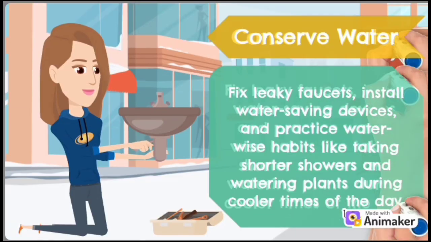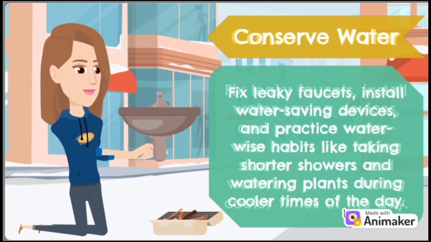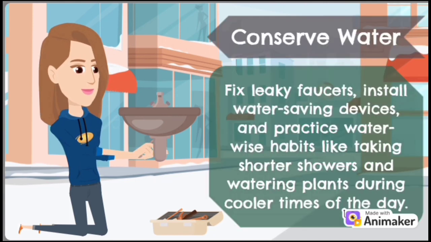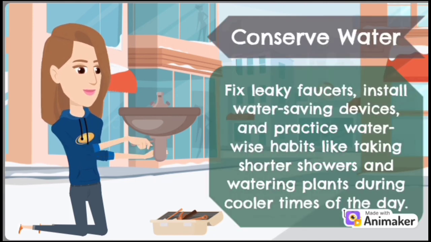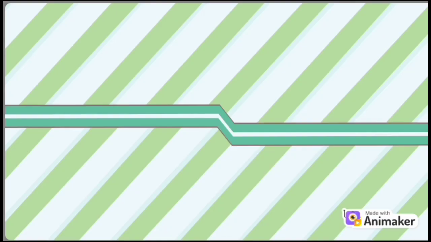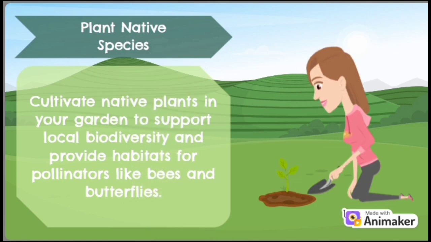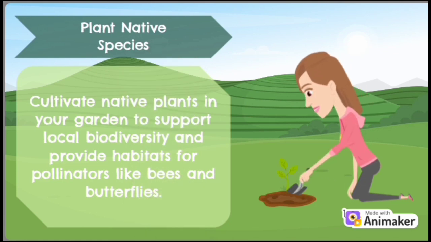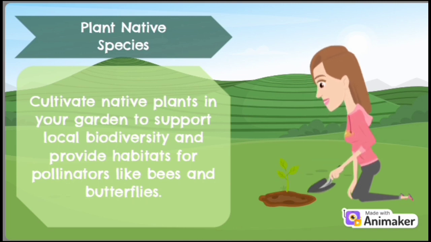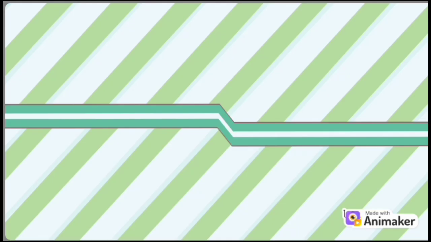Conserve water. Fix leaky faucets, install water-saving devices, and practice water-wise habits like taking shorter showers and watering plants during cooler times of the day. Plant native species. Cultivate native plants in your garden to support local biodiversity and provide habitats for pollinators like bees and butterflies.